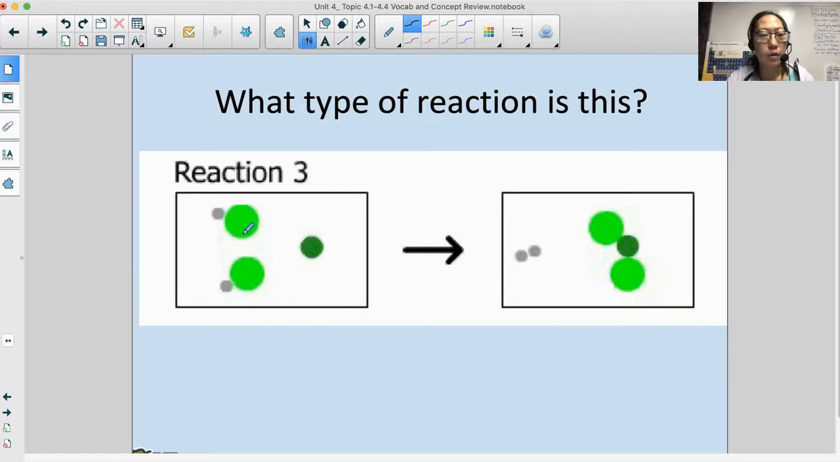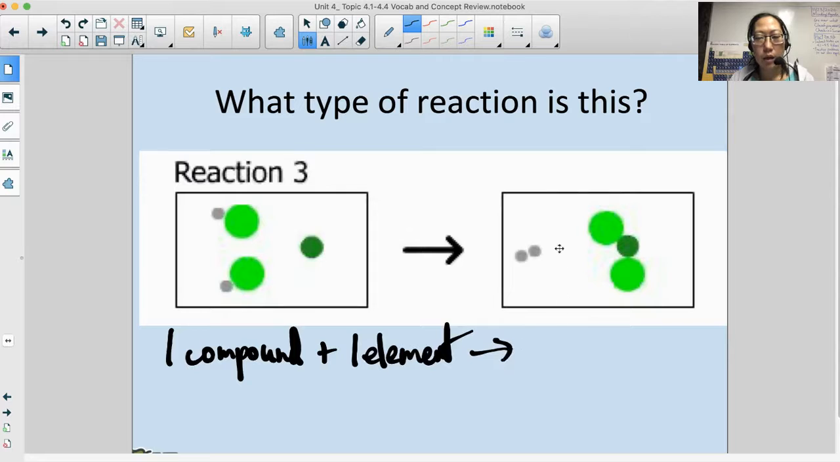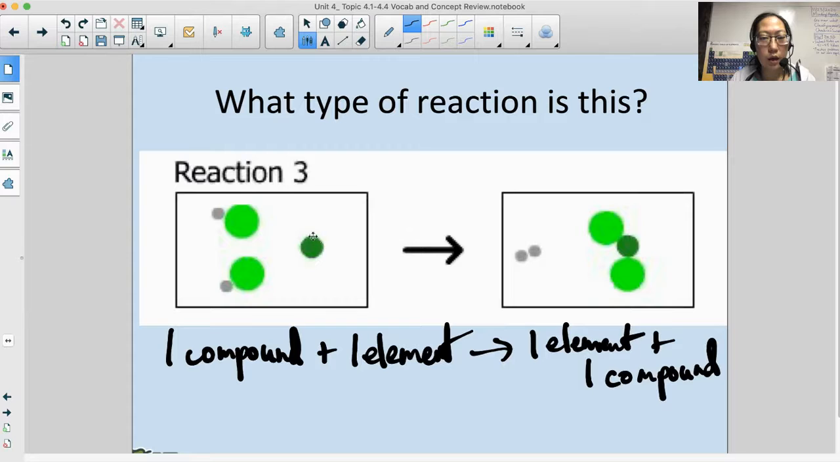Another particle model. So we have one compound and one element in our reactants. And in the products we get an element, these are the same atoms, so that's an element right there, plus one compound. We can see that this green element has replaced the gray element here and kicked it out. So this is a single replacement.